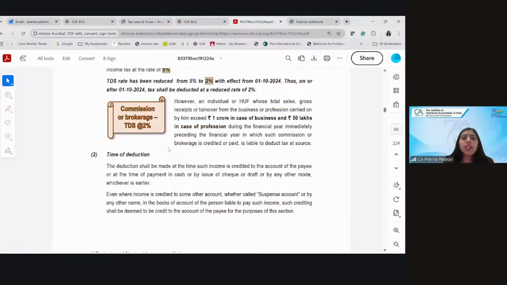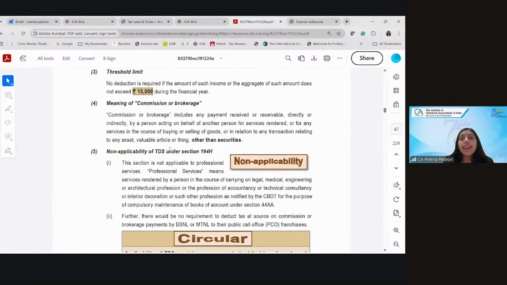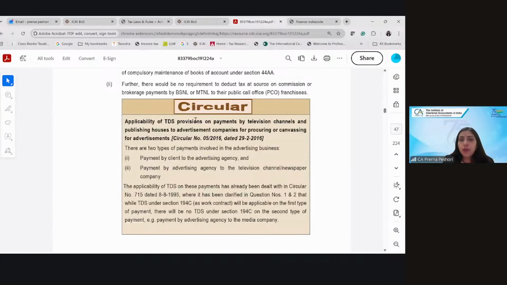Now let us look at some of the instances over here, some of the case laws and the circular. One case is regarding the applicability of the TDS provision on the payment by the television channel and publishing houses to the advertisement companies for procuring or canvassing for advertisement. The first thing that we had seen was with respect to the payment by the TV channel to the production house under 194C, what was the circular that we saw? Payment by the TV channel to the production house for producing the content on their specification or for buying the telecasting right. That was the question under 194C.